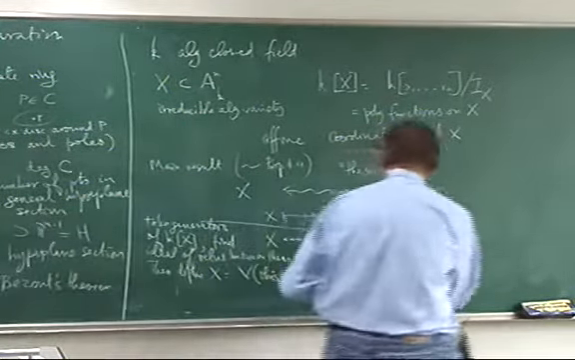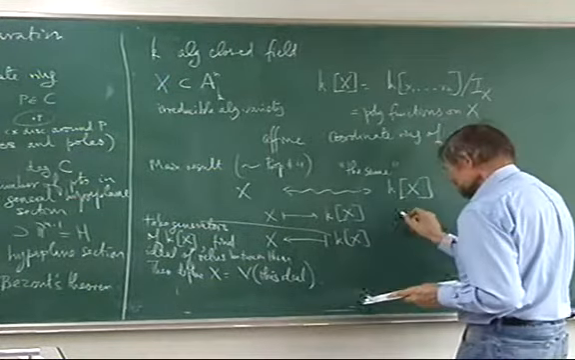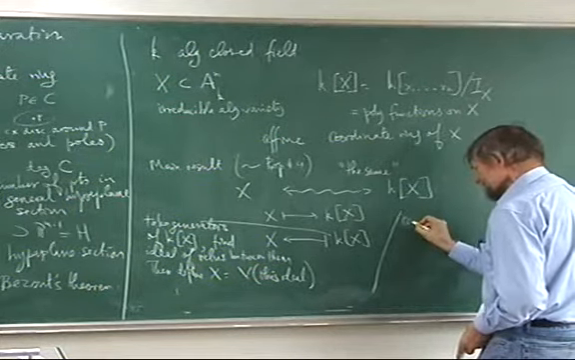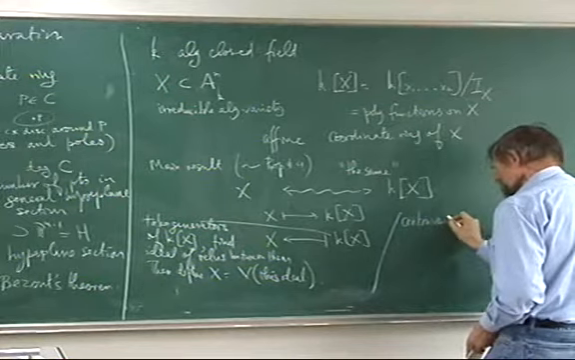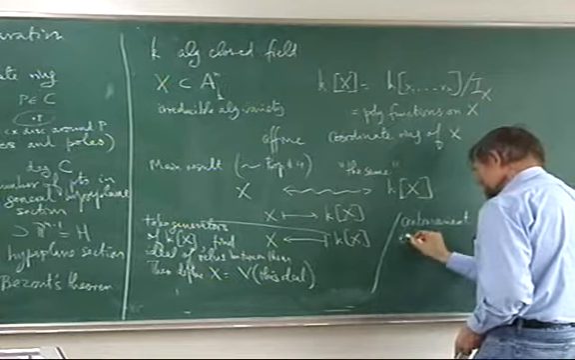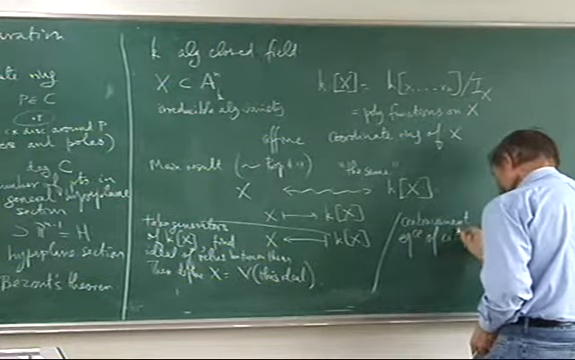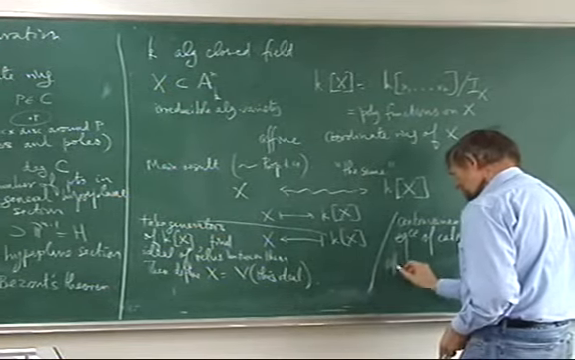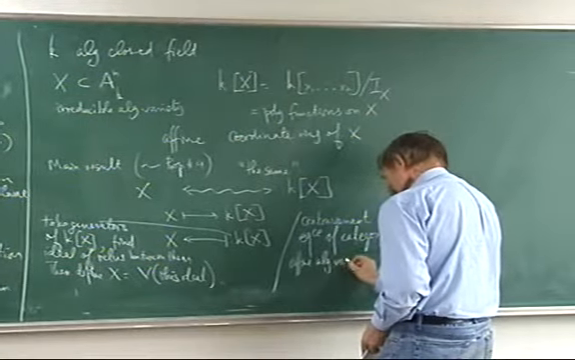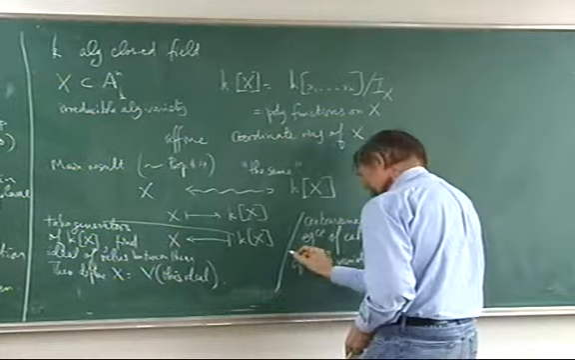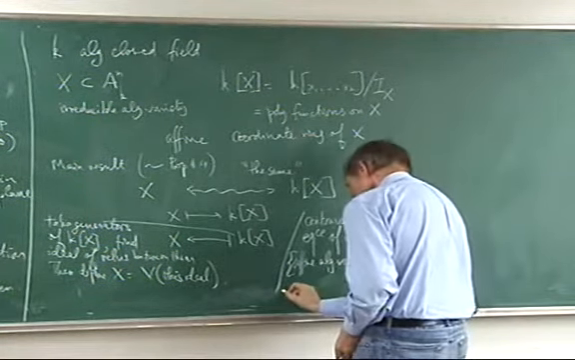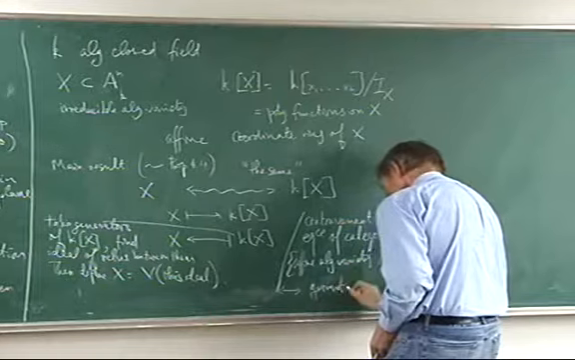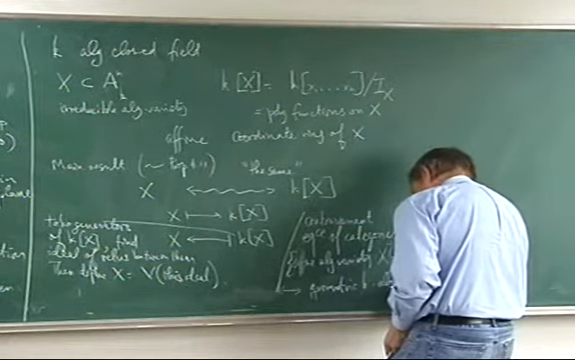So the main result, as I said, this Proposition 4.4, says that there's a contravariant equivalence of categories between affine algebraic varieties X and geometric K-algebras k of X.